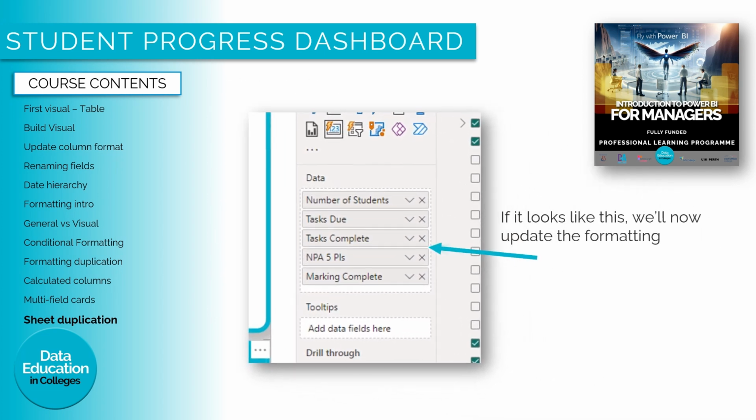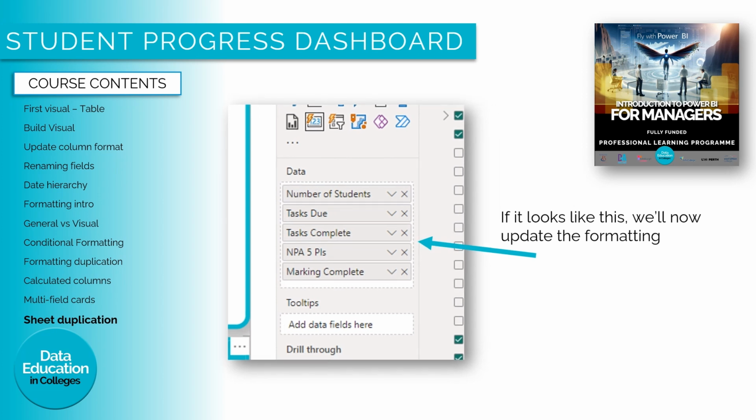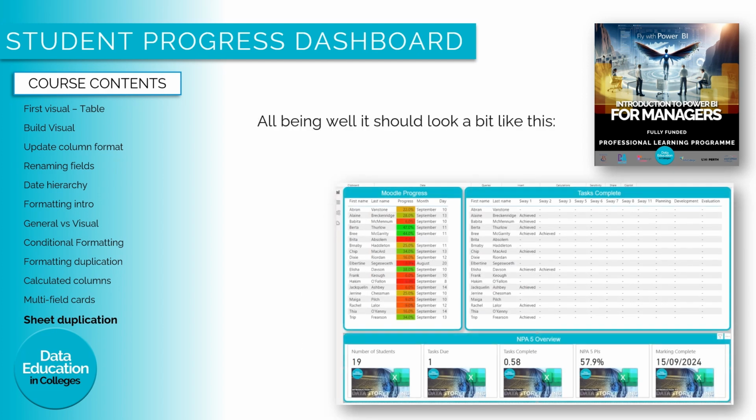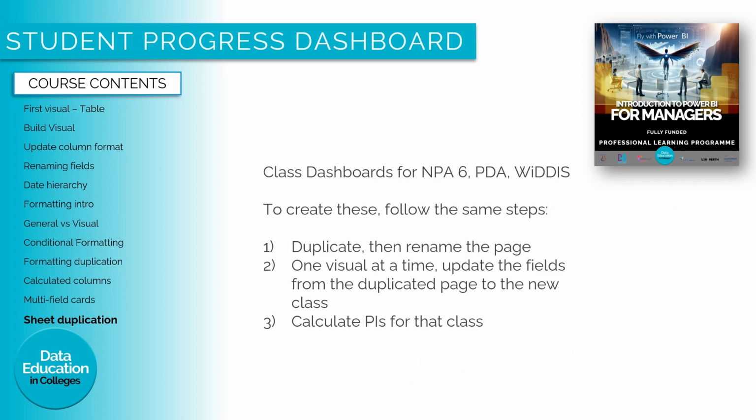Now a couple of little bits of formatting to update. On the task due, change the display units to none, decimal point 0, marking complete, show as DDMMYYYY, update the title to NPA5 overview, and it should look like that. With a little bit of practice on these things, honestly, you can just bash through them in no time.